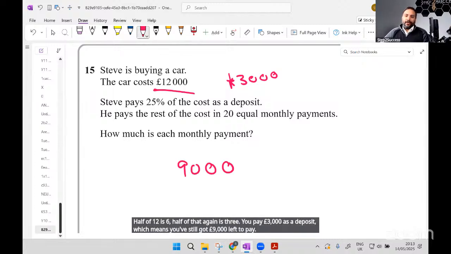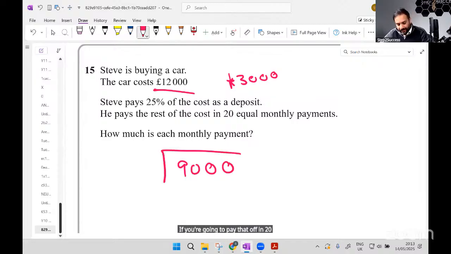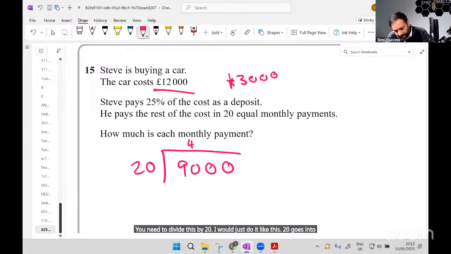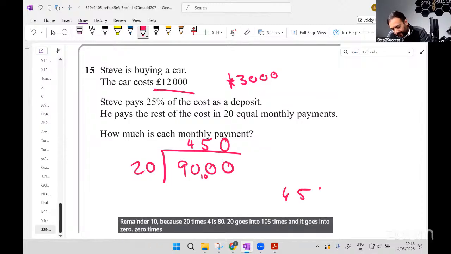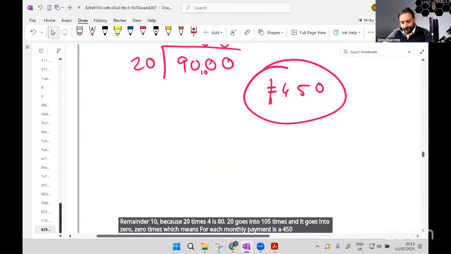If you're going to pay that off in 20 monthly payments, you need to divide this by 20. I would just do it like this. 20 goes into 94 times, remainder 10, because 20 times 4 is 80. 20 goes into 105 times, and it goes into 0 times, which means that each monthly payment is £450.